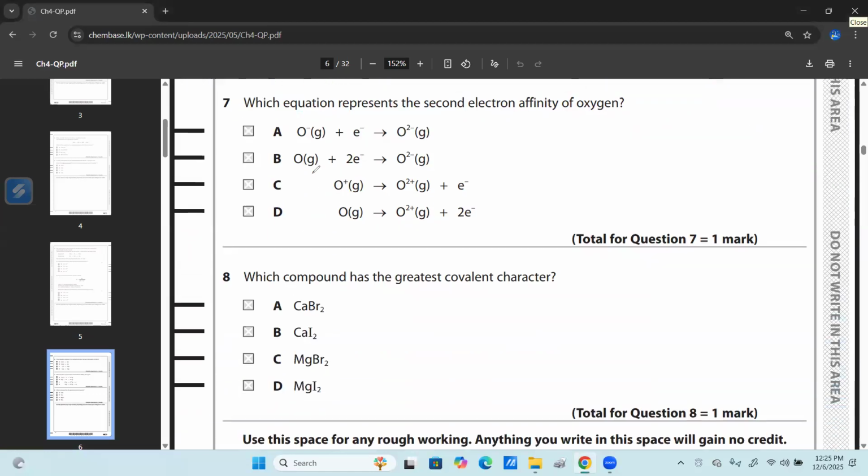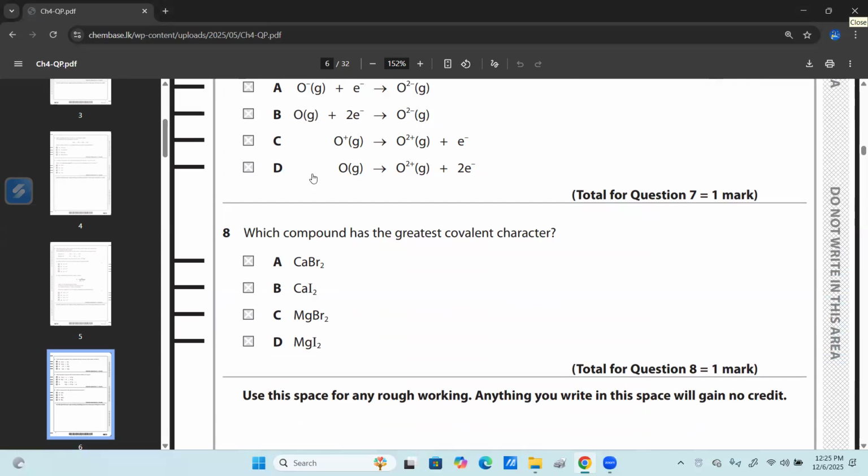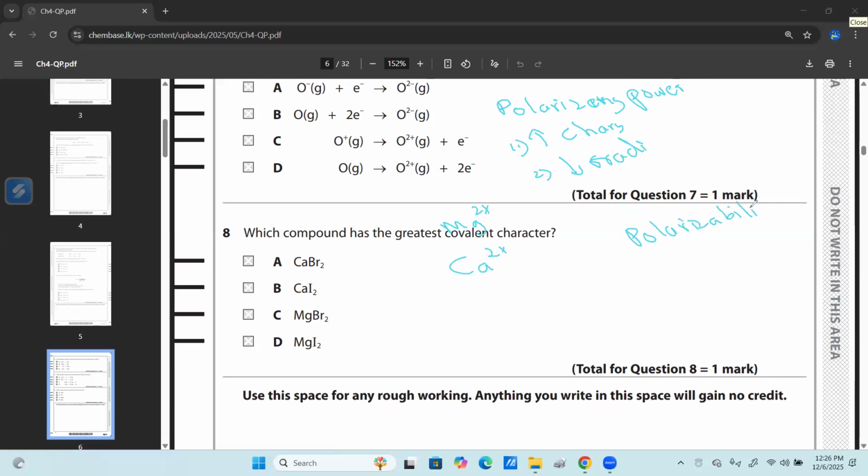Then the eighth one: which compound has the greatest covalent character? If you take the two cations, Ca2 plus and Mg2 plus, we know the charge is the same. When they ask about the covalent character of ionic bonding, we need to look at two things. One is the polarizing power of the cation. For that, the charge should be higher and the radius should be smaller. The other one is the polarizability of the anion. For that, the radius should be larger.